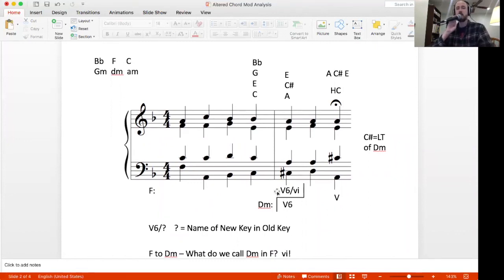So this is an altered chord modulation, and we figured out what the cadence is, and we did all of that through some pretty crafty looking. So go ahead and take a look at the next phrase, and I'll see you on the other side.